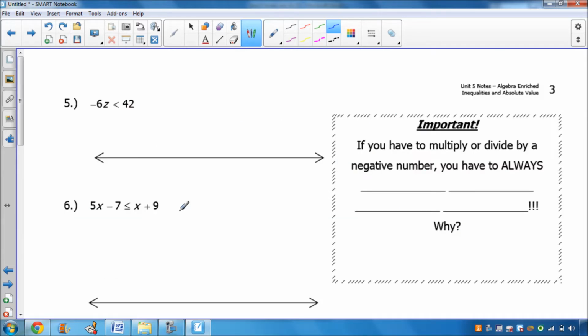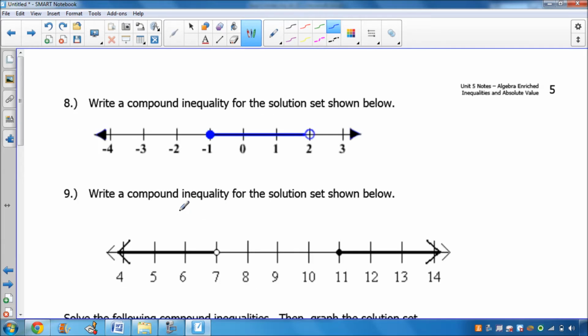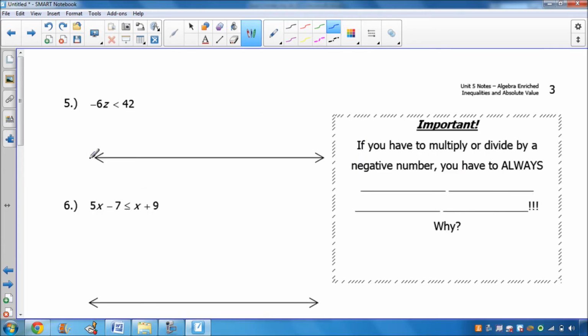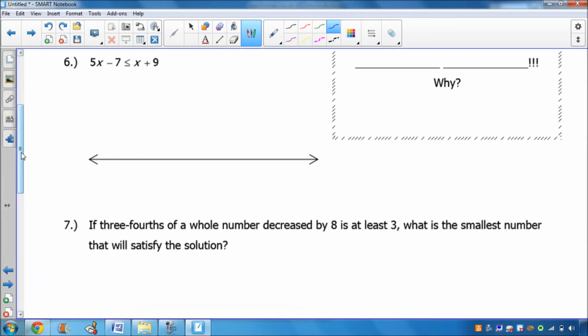All right, you guys, I want to skip question number 5 for right now, and I want to look at number 6. I want to solve the inequality and then shade in all possible values of x that could work, okay? So in order to be able to do that, I need to solve for x to begin with. So in order to solve for x, I would subtract x from both sides. Get rid of this x, get rid of this x. I would end up getting 4x minus 7 is less than or equal to 9, okay?